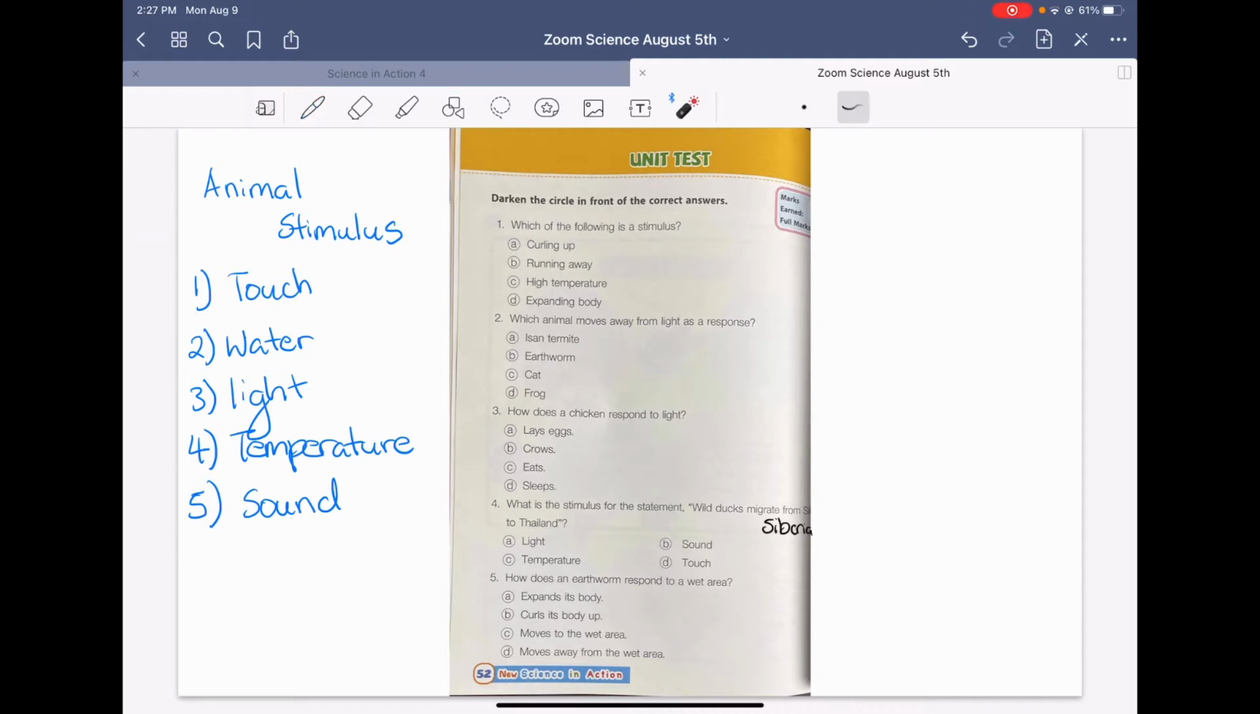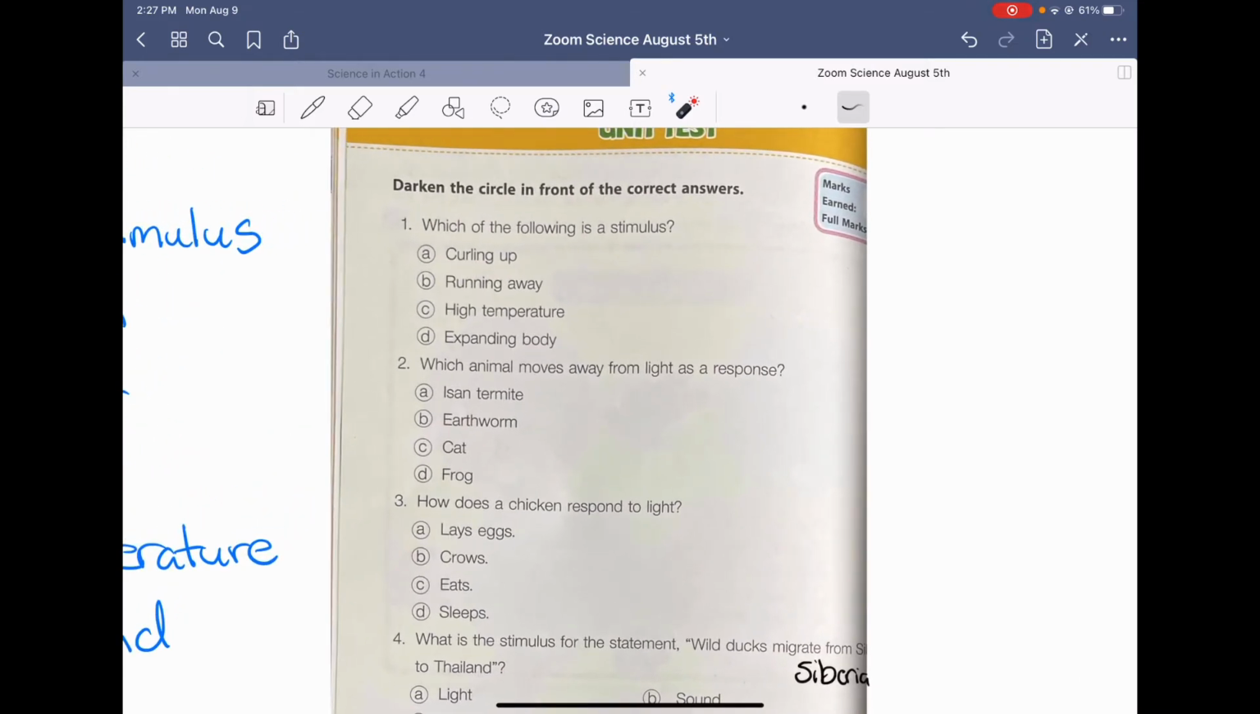So now that we know these 5, we can take a look at these questions on page 52. Let's take a look at number 1. We're going to circle the correct answer, multiple choice. I'll explain each one as we go along. Which of the following is a stimulus? Let's take a look which one is a stimulus.